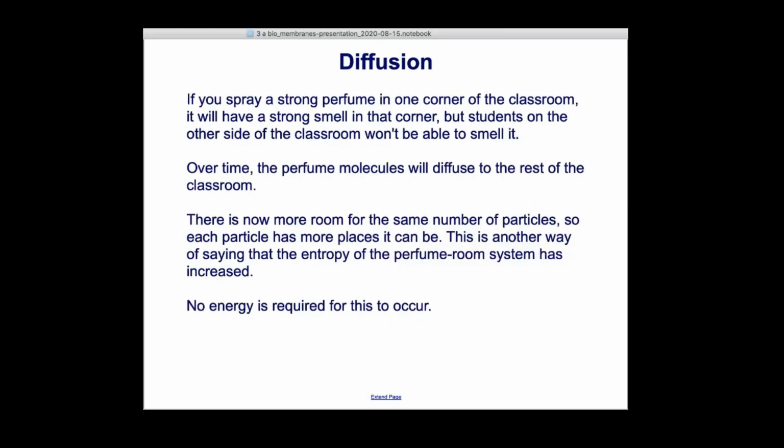If you spray a strong perfume in one corner of the classroom, it will have a strong smell in that corner, but students on the other side of the classroom won't be able to smell it. Over time, the perfume molecules will diffuse to the rest of the classroom. There is now more room for the same number of particles, so each particle has more places it can be. This is another way of saying that the entropy of the perfume-room system has increased. No energy is required for this to occur.